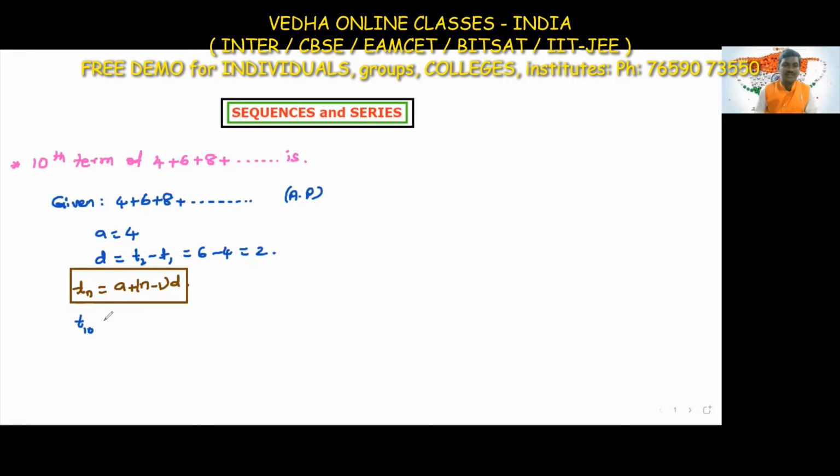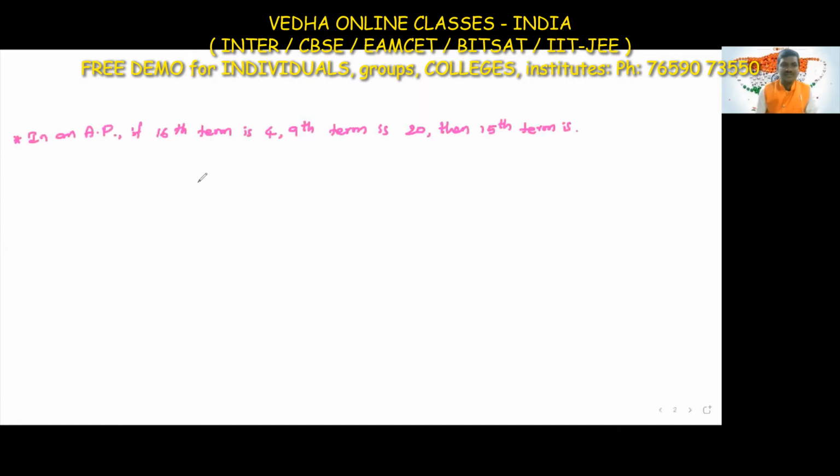T10 is equal to a, which is 4, plus (n minus 1), that is 10 minus 1, into d. d is equal to 2. So 4 plus 9 into 2, which is 18. 18 plus 4 is equal to 22, which is the 10th term of this series. Understood? Now we'll go to the next question.